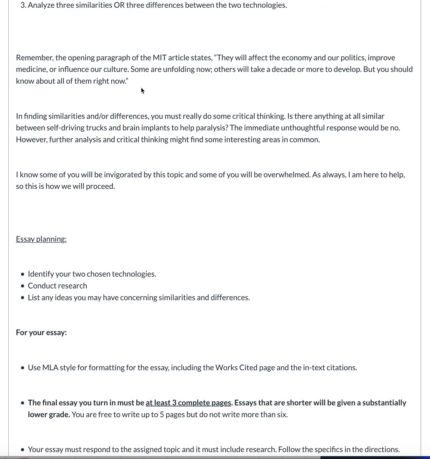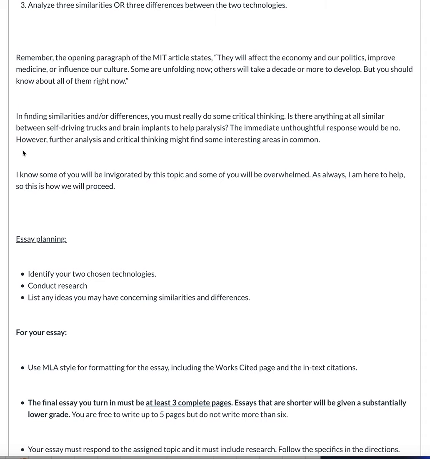For example, if you're talking about some technologies that will affect economy, politics, medicine, these are the kinds of topics you can use to think about bringing together two different technologies. These are things that will really change our lives, and since they will change our lives, you should really know more about them. And so I'm trying to build something that's easy to research and something that might be important in your life moving forward.